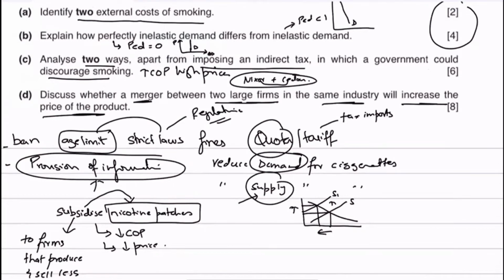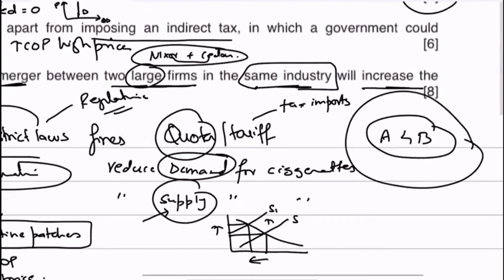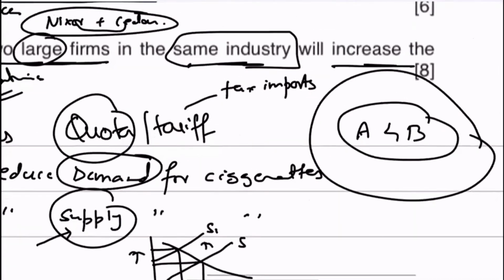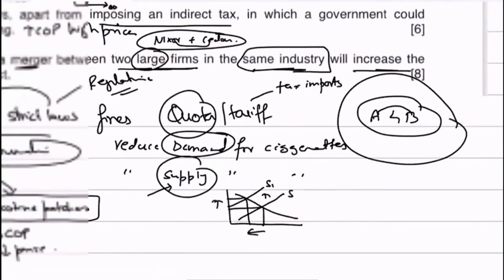If they merge, the question is asking, if there are already two large firms and they both belong to the same industry, so maybe Coke and Pepsi merge, let's say, will that increase the price of the product? So basically it's saying that there are two large companies, company A and company B, they merge together, and when they merge together, they form one company. So basically, if they merge together, they are not competitors anymore, right? So they eliminate the competition aspect amongst themselves.